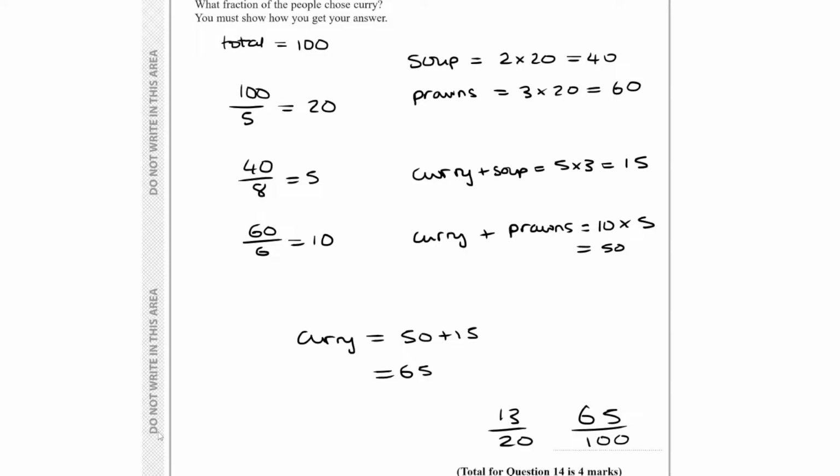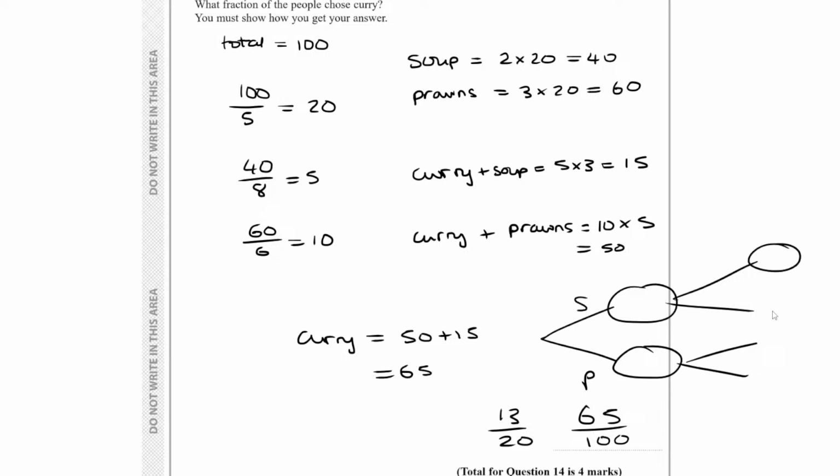Can I use a probability tree for this question? Oh, I see what you mean. Maybe a frequency tree, where you'd have soup and prawns, and then you could put numbers on the branches. Do you mean like that? I guess it's more of a frequency tree. Yeah, you could lay it out like that. I hadn't thought of it, but I don't see why not.